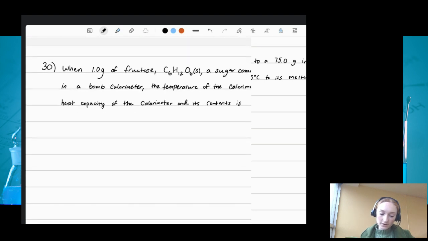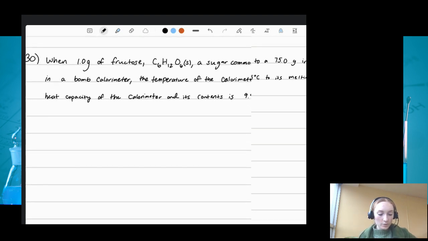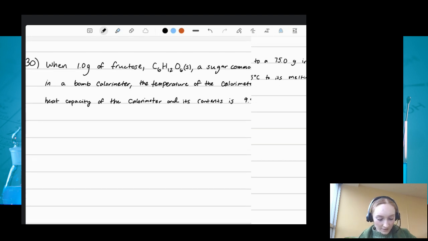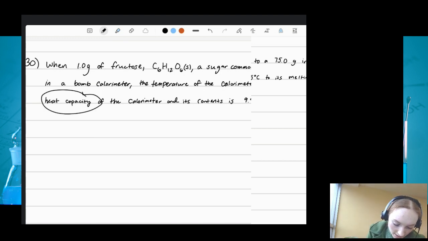So this is problem 30, and it asks, when 1.0 grams of fructose, C6H12O6 solid, a sugar commonly found in fruits, is burned in oxygen in a bomb calorimeter, the temperature of the calorimeter increases by 1.58 degrees Celsius. If the heat capacity of the calorimeter and its contents is 9.90 kilojoules per degree Celsius, what is Q for this combustion? Okay, so we first should notice that it says heat capacity, not specific heat.